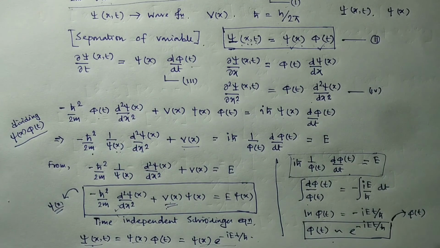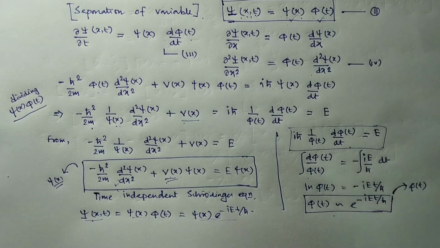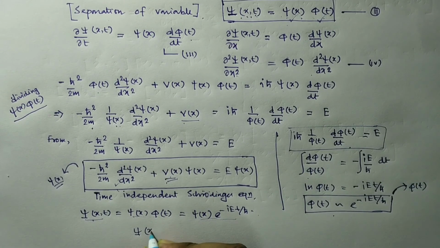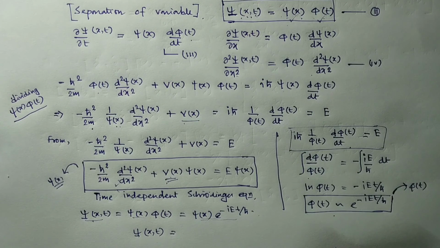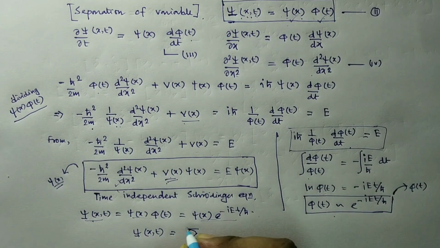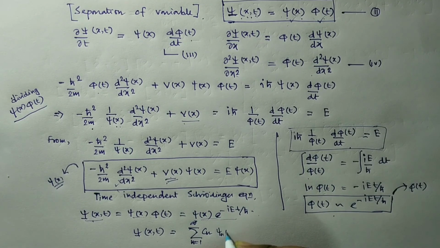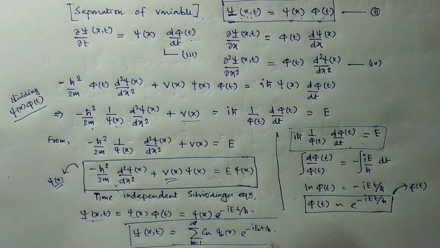The general solution will be a linear combination of the separable solutions. That is, we can write it, starting from n equal to 1, as the sum of Cn, where Cn are arbitrary constants, times ψn(x) e to the power −iEn t/ħ. So by this method we can obtain the solution for the Schrodinger equation.